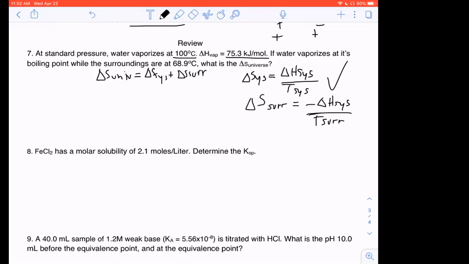So looking at that then, just using these two equations, delta S of the system. So delta S system is going to equal, in this case, 75.3 kilojoules per mole.